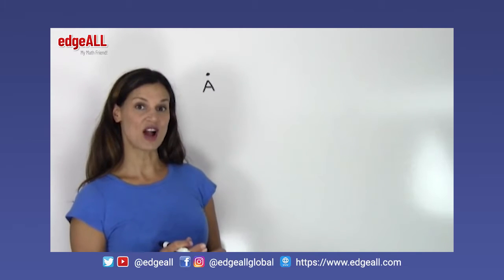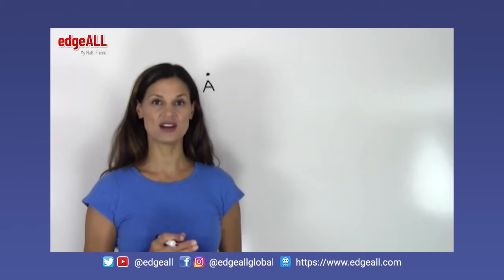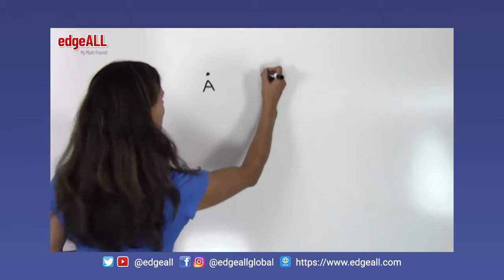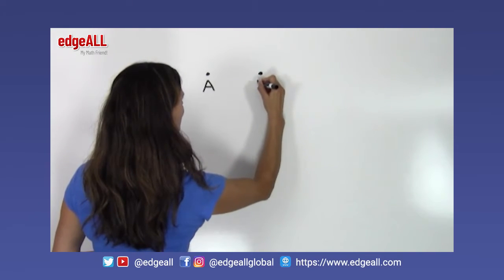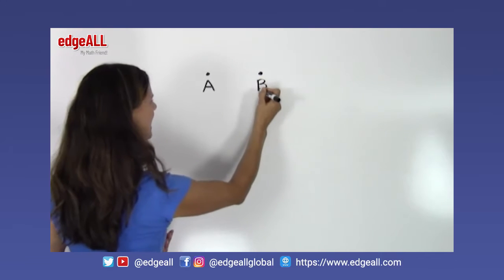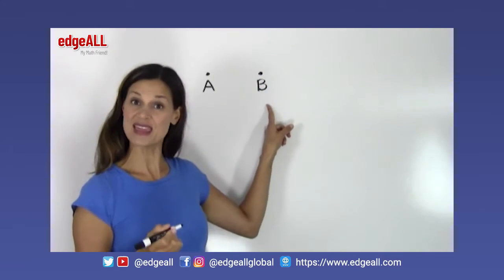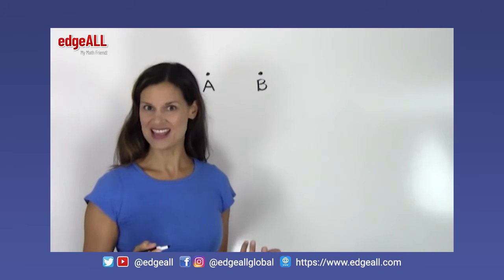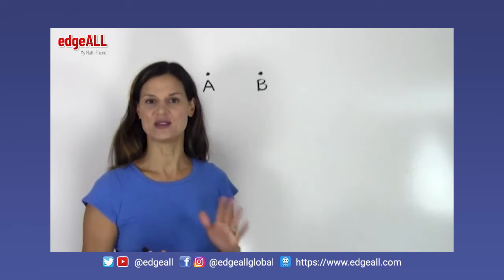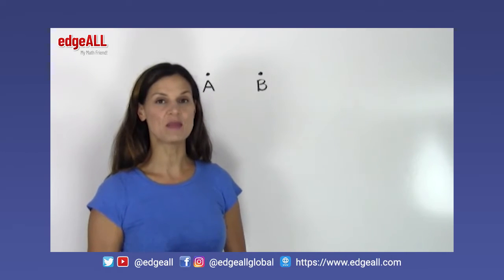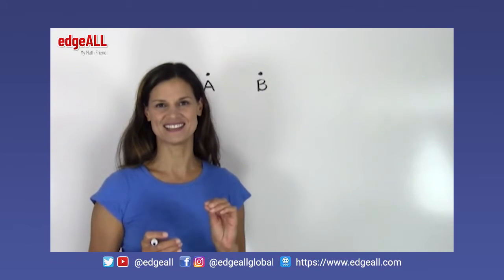Now we are going to draw a second point, and we're going to label the second point, point B. So over here, I'm going to draw a second point and label it with a B, and this is point B. Since it's a point, again, it has no dimension, no size, no shape, only position.